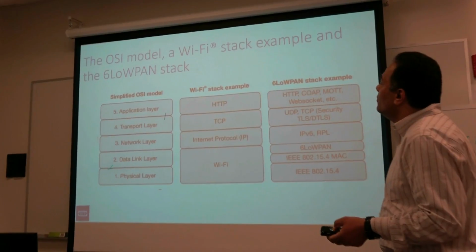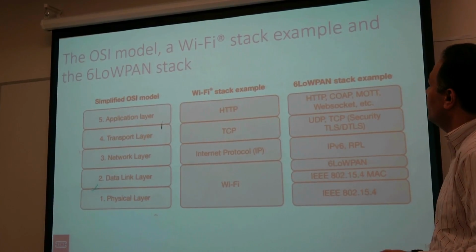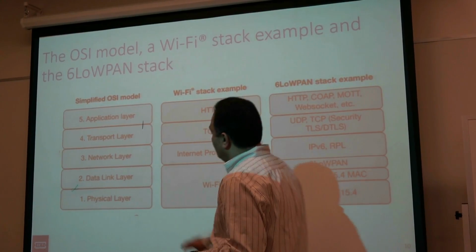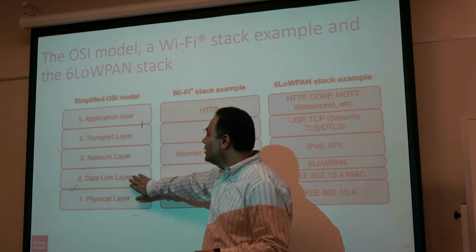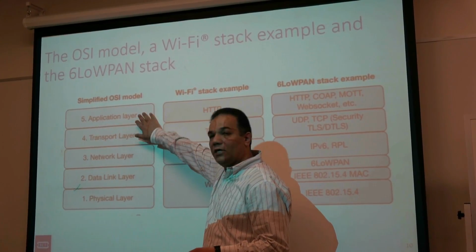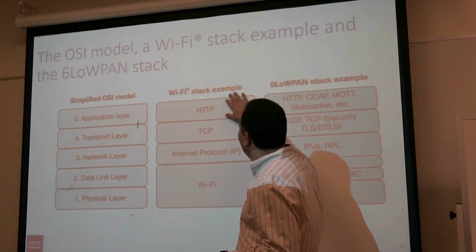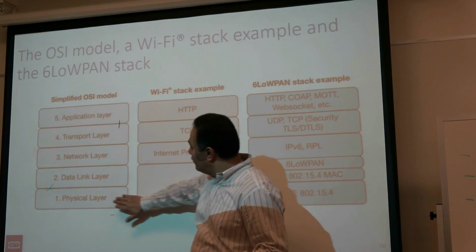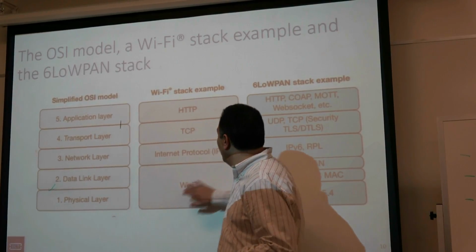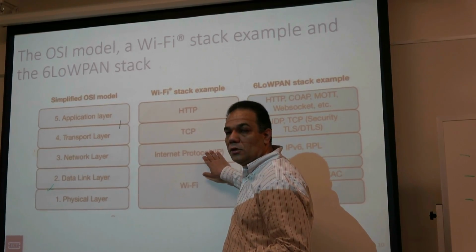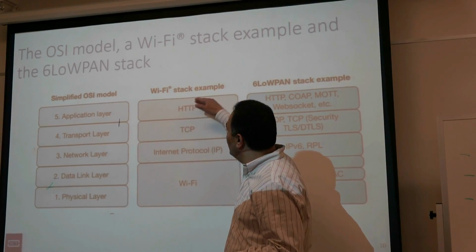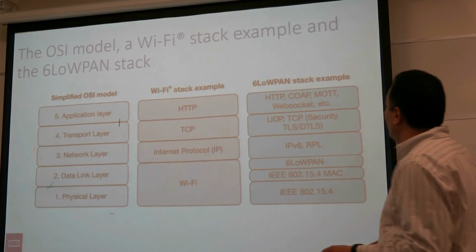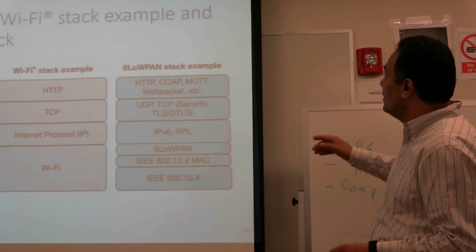So the OSI model, a Wi-Fi stack example. In the normal OSI model, as I told you, there is a physical layer, and there is a data link layer, network layer, transport layer, application layer. That's the standard. In the Wi-Fi stack example, you have Wi-Fi, which spans both the physical and data link layers. Then on top of that, we have the internet protocol, on top of that TCP or UDP, and then on top of that, the application, which is usually HTTP, right? Or mostly HTTP.